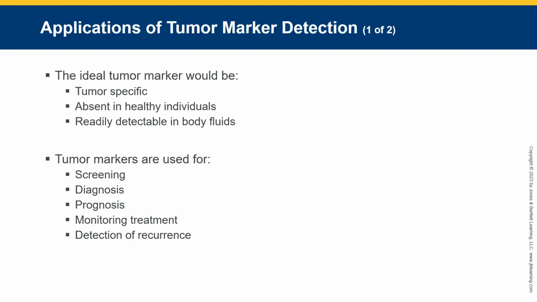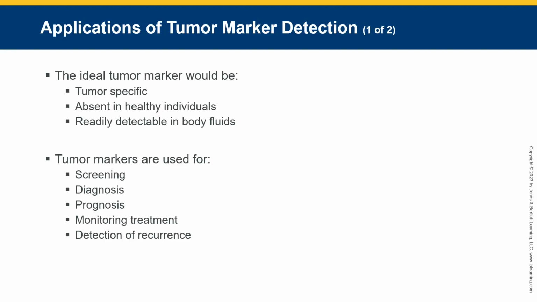So the ideal tumor marker would be tumor specific, absent in healthy individuals, and readily detectable in body fluids. The ideal tumor marker does not really exist. So PSA is a pretty good one. Prostate-specific antigen. It's specific to the prostate. The problem is that it's not absent in healthy individuals. Even in healthy individuals, it can be slightly elevated. It is readily detected in body fluids, and we can use it for diagnosis and monitoring of prostate cancer.